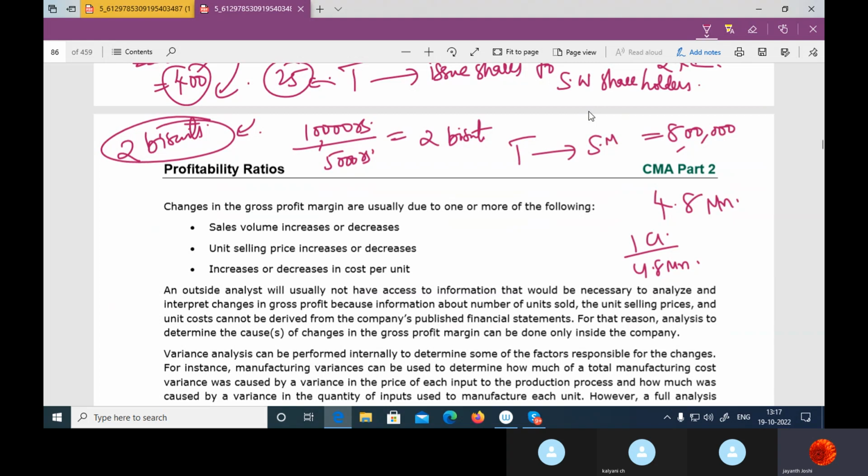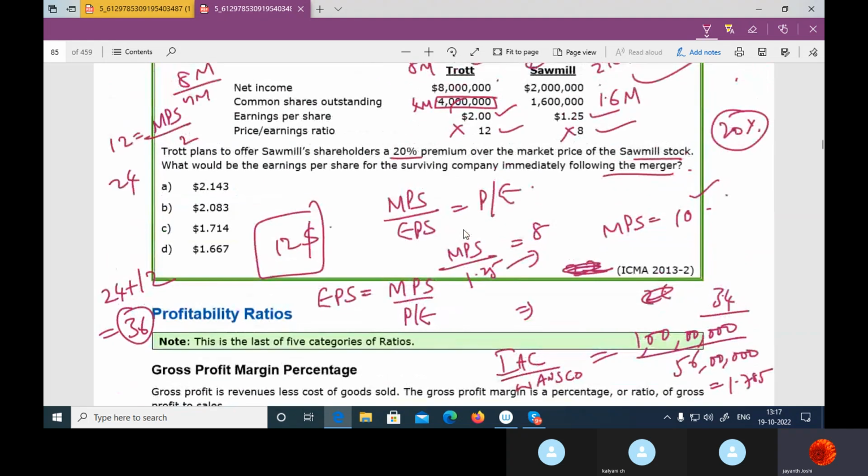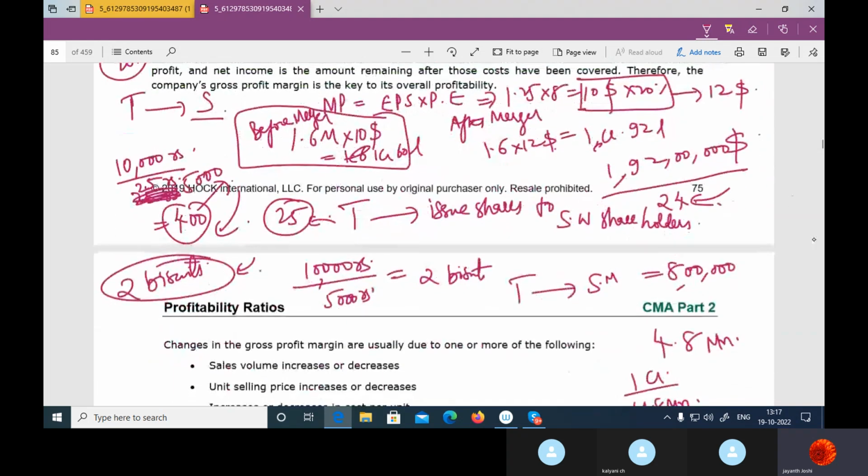So what is the answer you got? 2.08. Sorry? 2.08, sir. Yeah, 2.083 is your answer. Now you can write step by step, then I'll move forward fast.